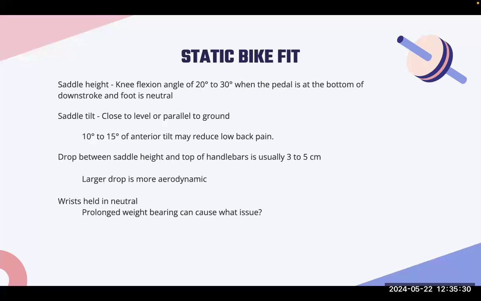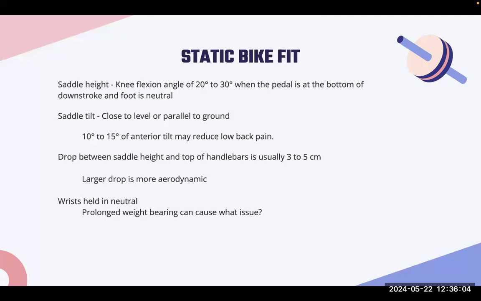Saddle tilt should be pretty much parallel to the ground, but if you slightly anteriorly tilt the saddle, that could reduce some low back pain. The drop between the saddle and the handlebars is usually 3 to 5 centimeters. It can be anywhere between 0 to 8 centimeters as well. But as we know, the larger the drop, the more aerodynamic. But you have to make sure that the person's core and hips are strong enough to stabilize when it's more aerodynamic. Because if you have a very aerodynamic posture and your core and your hips are weak, that's going to put a lot of stress on those areas, and that's going to cause pain.